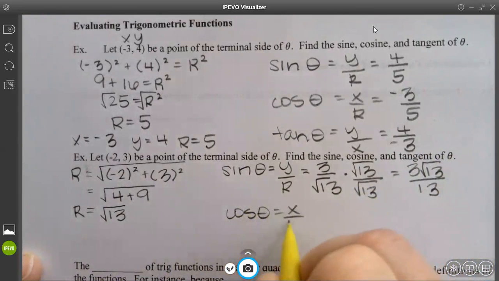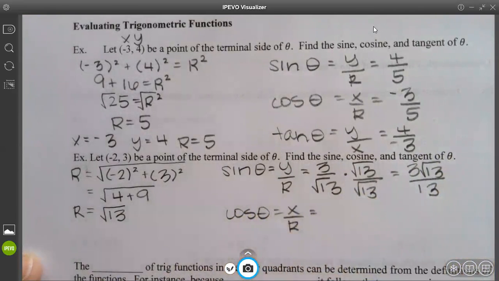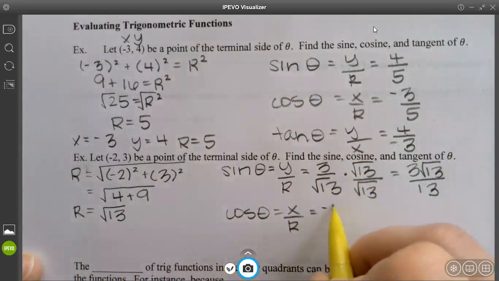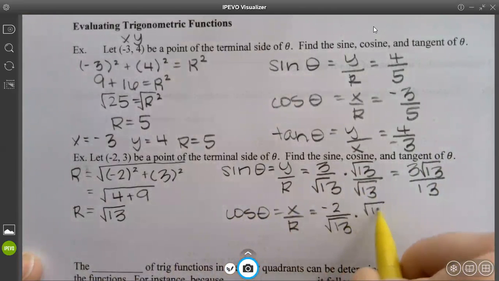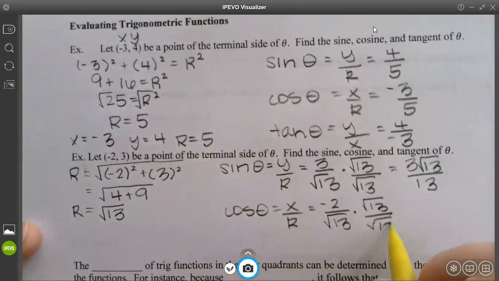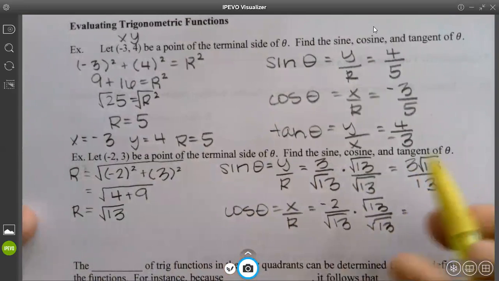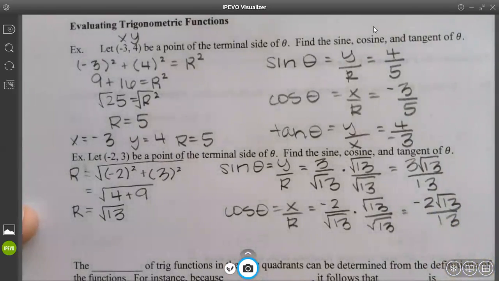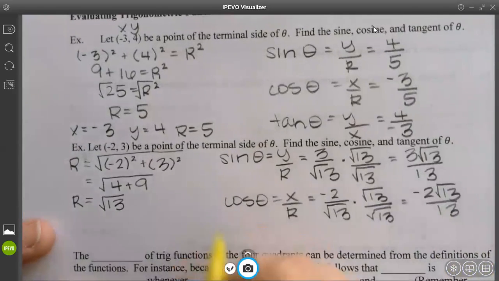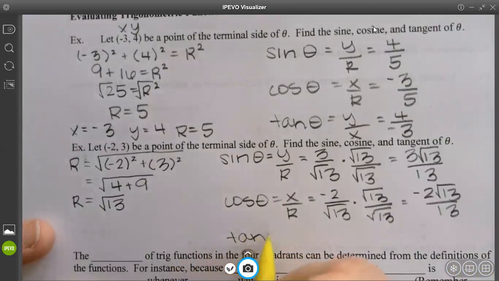Cosine theta is x over r. What's your x? -2 over the square root of 13. Fix it. And I get... And if there's any way that you can reduce that, you want to do that, but there is not in this case. And then the last one is the easy one.